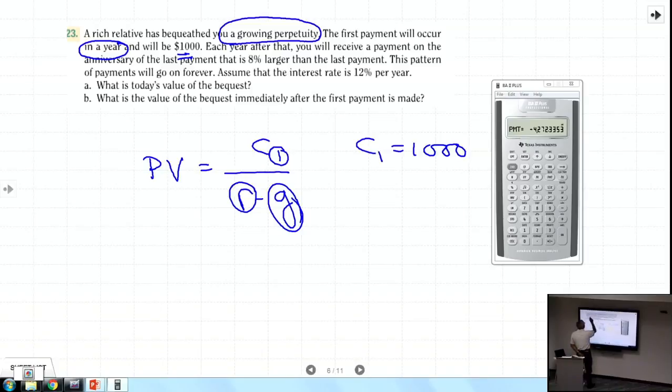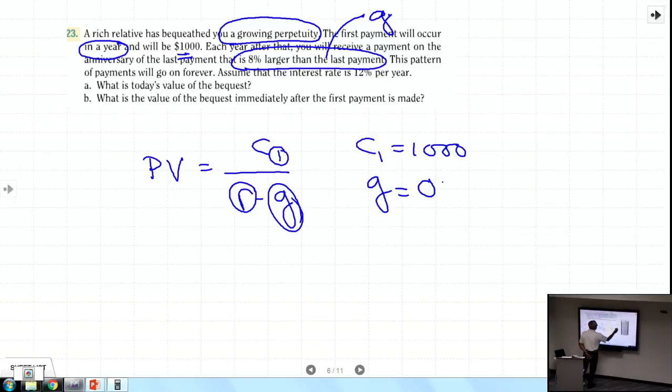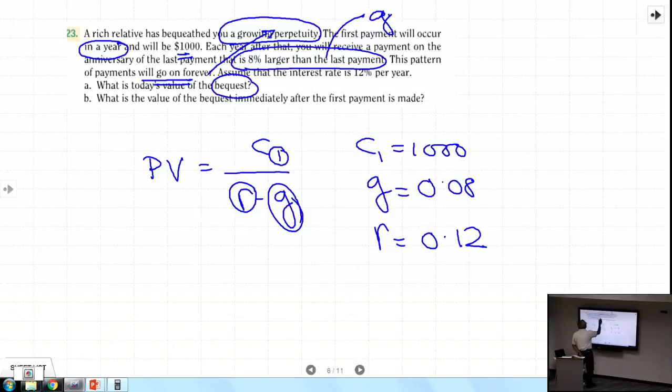Each year after that, you will receive a payment that is 8% larger than the last payment. So what does that information tell us? That's our rate of growth, G. G is 0.08, and this pattern will continue forever. So that makes it a perpetuity. Assume that the interest rate is 12%. Okay, what is the value of this bequest today? So we are asking for present value.